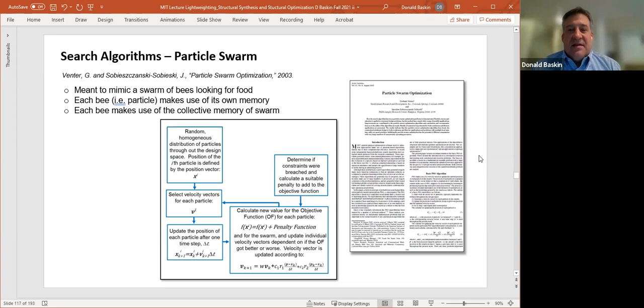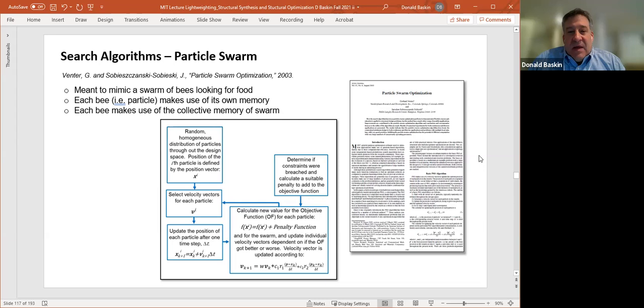This is a procedure where you assume the design space is seeded with many bees that are randomly located over the design space. And then each of these bees chooses a direction. The direction is to look for food. More food would correspond to a better value of the objective function. So each of these bees within this swarm in your design space is assigned a search direction and speed. They call it velocity, because velocity is a vector value.